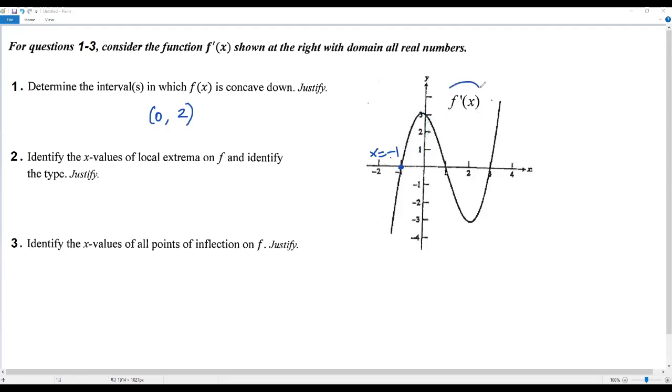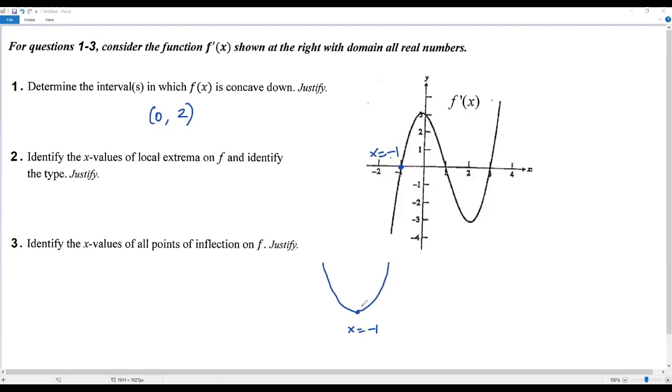Since f prime of x is negative on the left side of x equals -1, we must have a falling curve for the graph of f. So let me sketch the graph over here at x equals -1. On the left side, since f prime of x is negative, we have a falling curve over here. On the right side of x equals -1, we have the graph of f prime of x above the x-axis, that is, the y coordinate is positive. Y coordinate positive means f prime of x is positive, so we must have a rising curve over here.